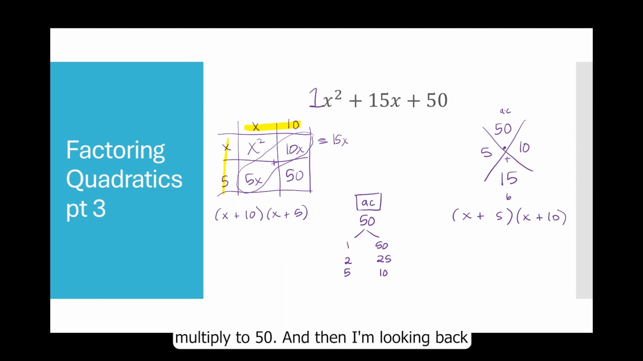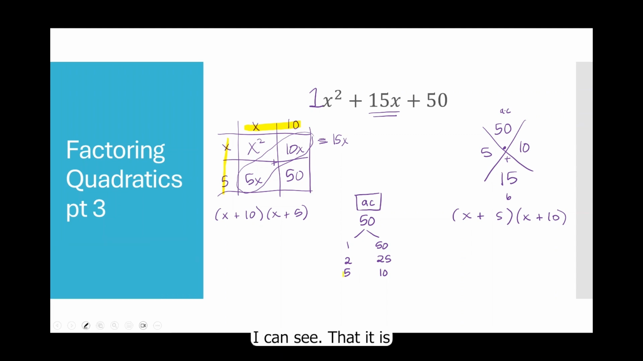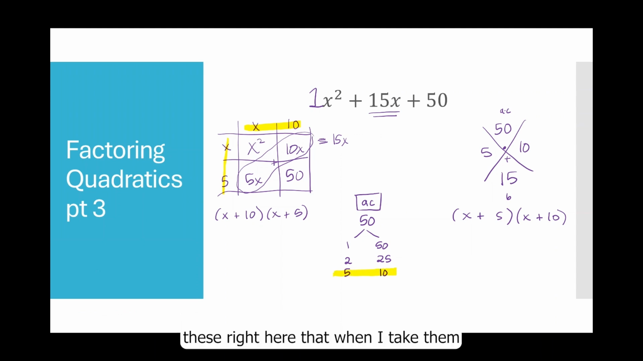And then I'm looking back at my B, and I'm saying, which of these are going to add up to 15? And now I can see that it is these right here, that when I take them together, I'm going to have 5 plus 10 equals 15. So those are my helpful factors of 50. We are going to apply these now in a slightly harder problem. Let's keep going.